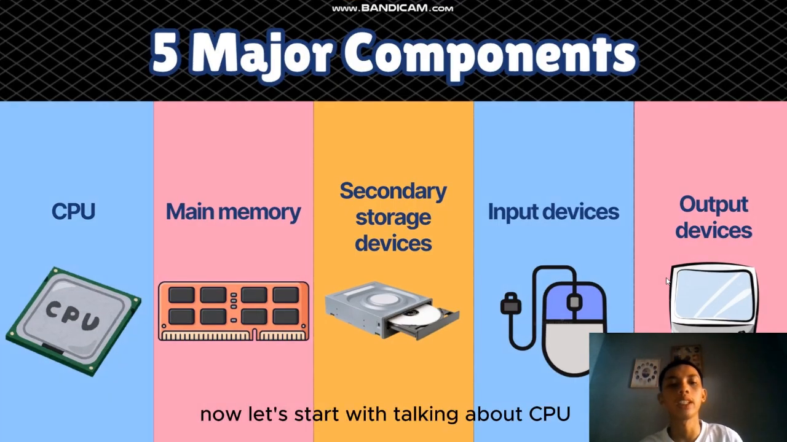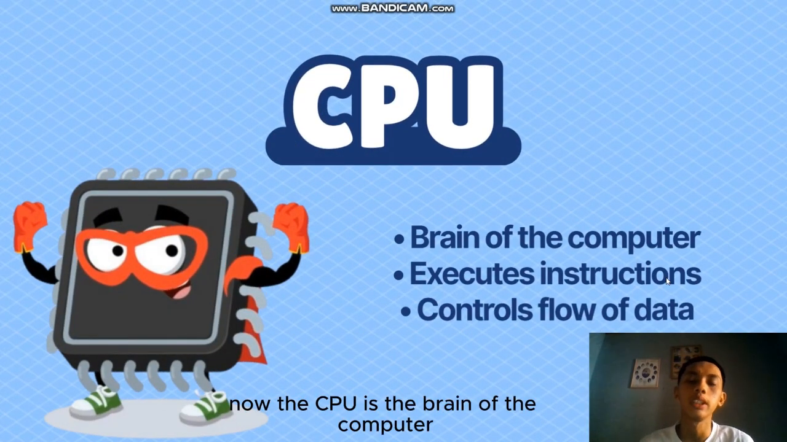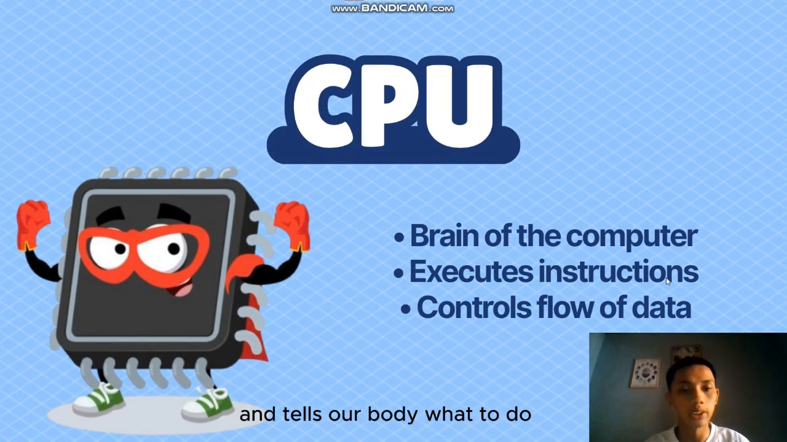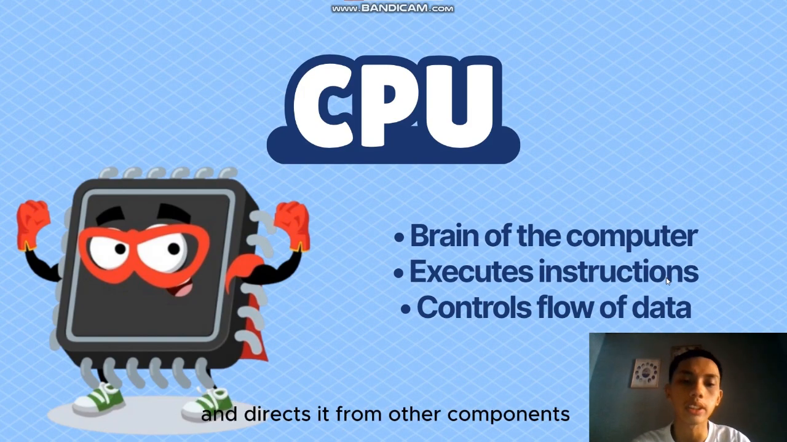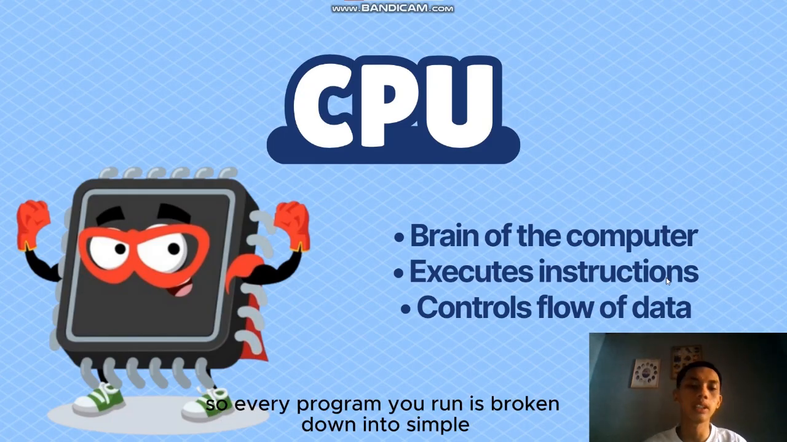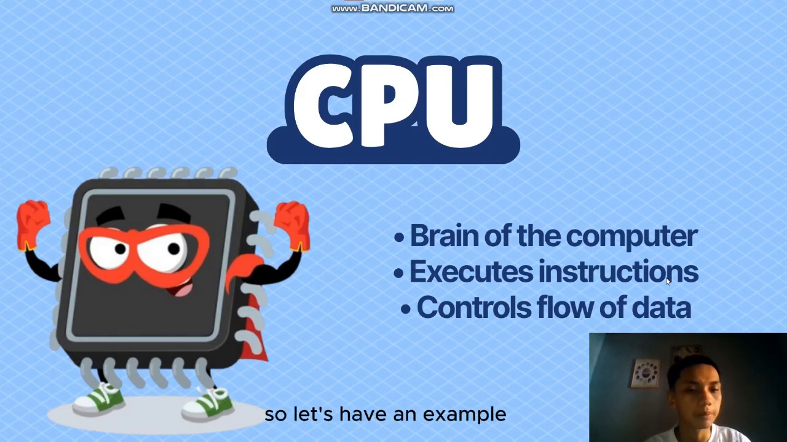Now let's start with talking about the CPU. The CPU is the brain of the computer. Just like our brain interprets instructions and tells our body what to do, the CPU interprets instructions from software and directs the other components. Every program you run is broken down into simple steps of instructions, and the CPU processes them one by one. So let's have an example.